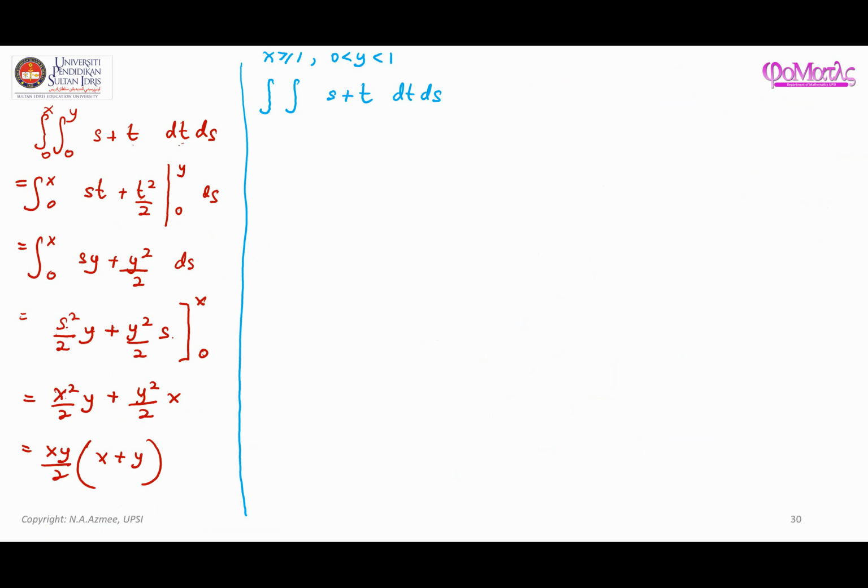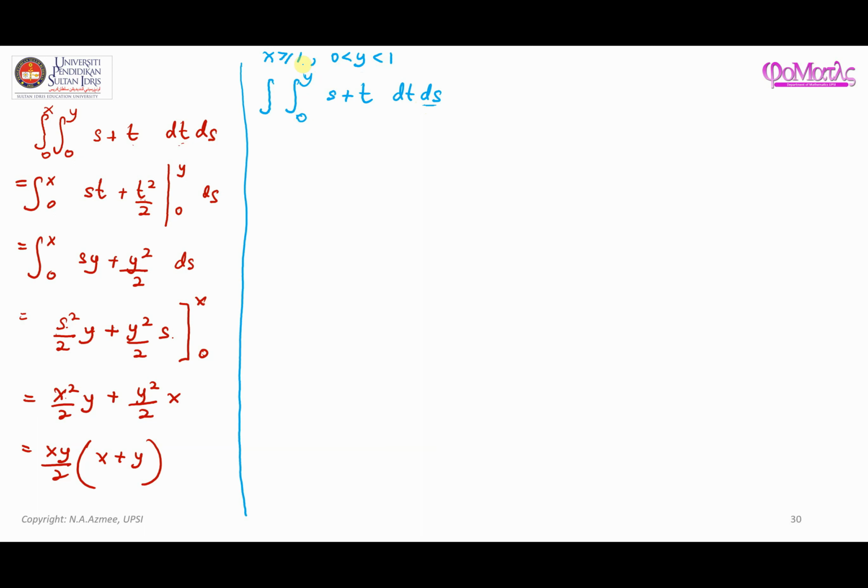Again, remember that t here is related to y. Okay, t is related to y. Therefore, the limit here must be related to y. The lower limit is 0 and the upper limit is going to be y, because y is between 0 and 1. So here up above is y. Okay, now s is related to x.